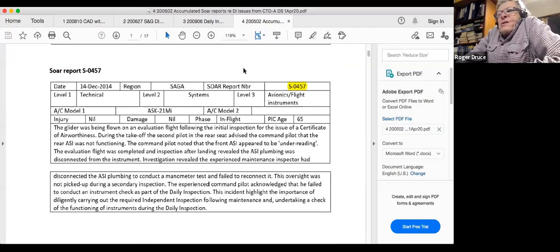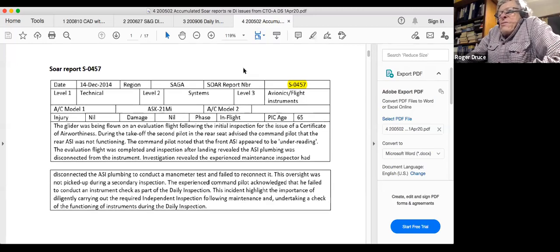Evaluation flight, takeoff, second pilot noticed the command pilot's rear ASI not functioning. Command pilot noticed the front ASI under reading. The plumbing had not been restored properly at the annual inspection, and so the huffing and puffing checks, which should detect such things, hadn't done the job. Okay, let's roll on.